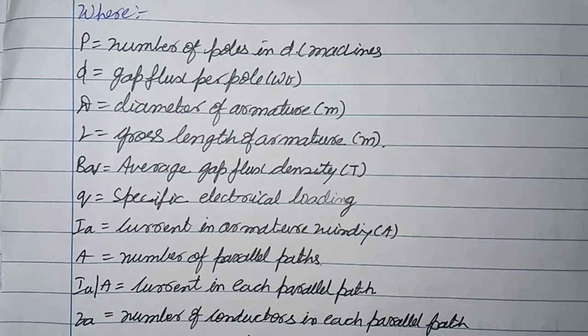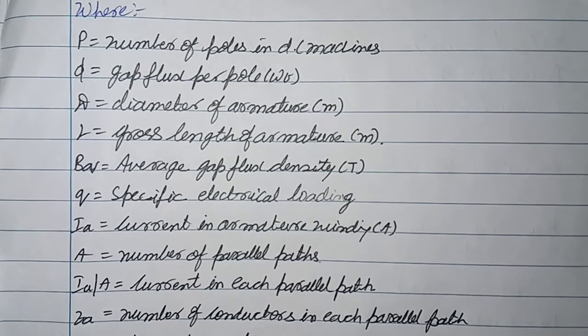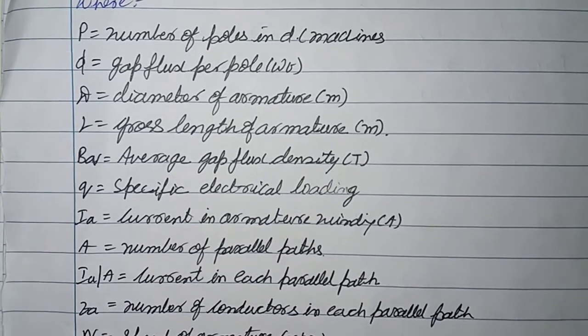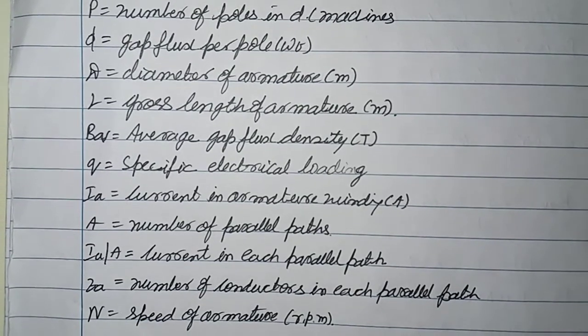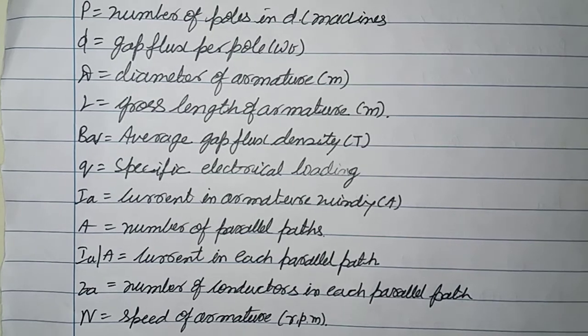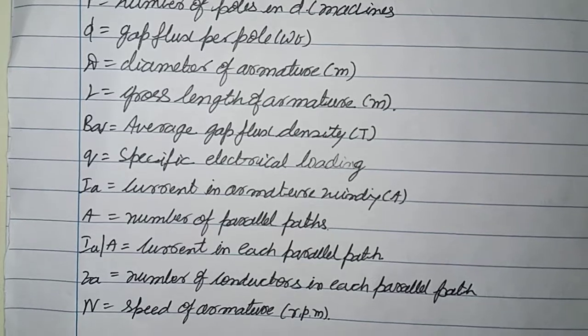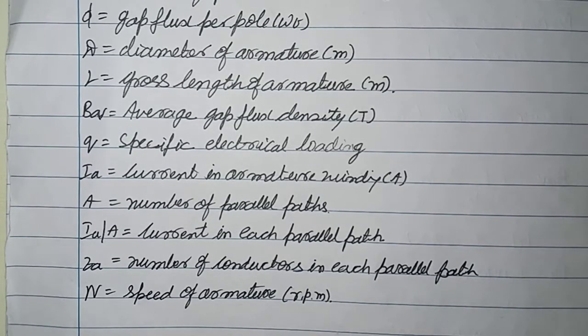Then IA is the current in the armature in ampere. A is the number of parallel paths, and IA by A is the current in each parallel path. Then we have ZA, the number of conductors in each parallel path, whereas Z is the total number of conductors. And the last one is the capital N, which is the speed of the armature in RPM, that is revolutions per minute. So these are the notations that we have used to derive the output equation.